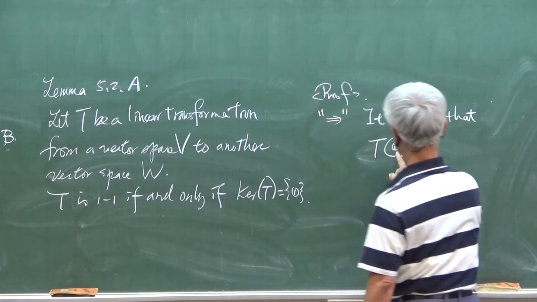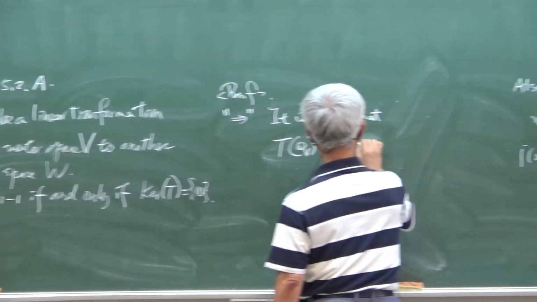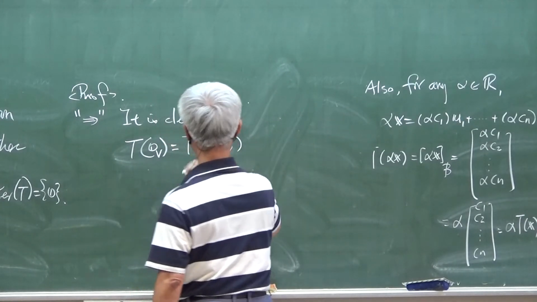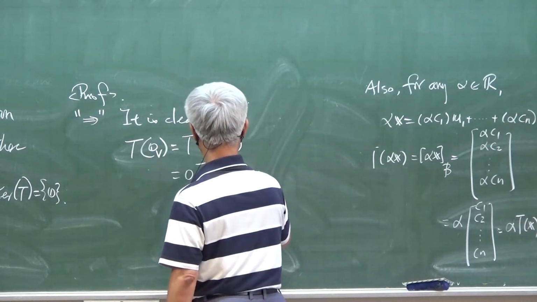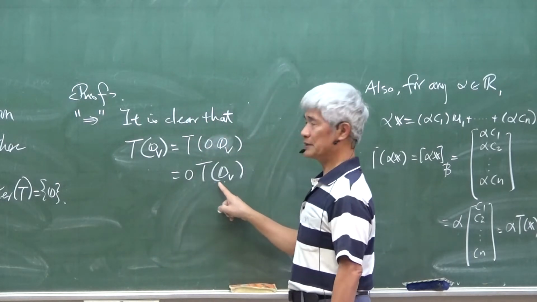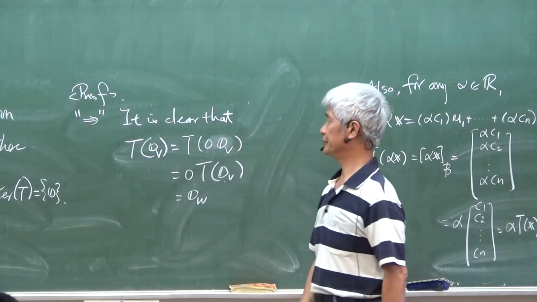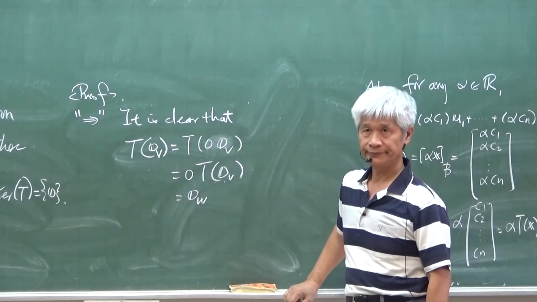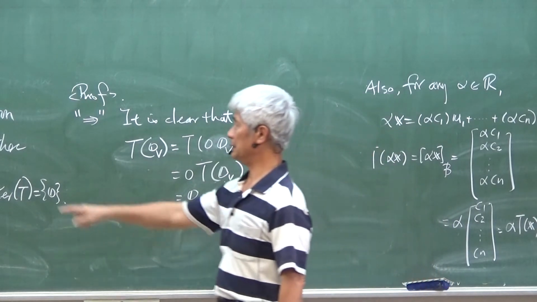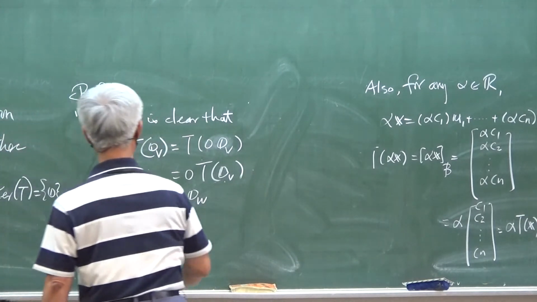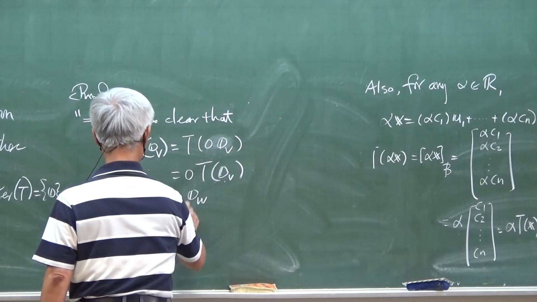So this is the 0 vector in V, right? And T of 0_V can be written as T of 0 times 0_V, if you like. You multiply with 0. By linearity, this is 0 times T of 0_V. And 0 times any vector would be the 0 vector of W. So of course that's clear: the 0 vector will go to the 0 vector by any linear transformation. So the 0 vector is in the kernel of T.